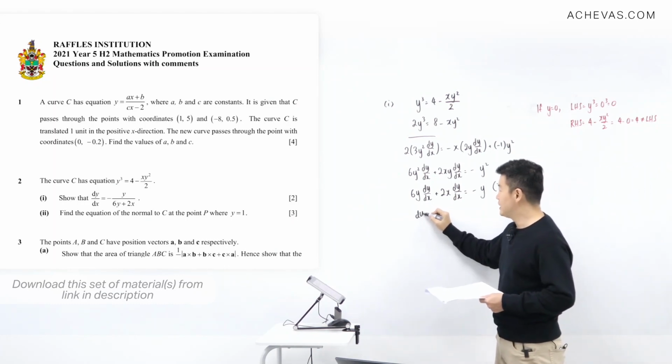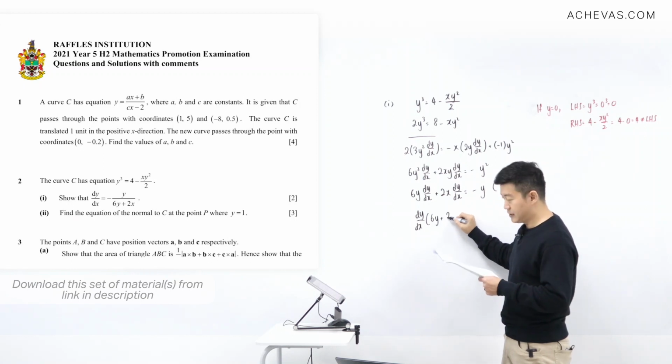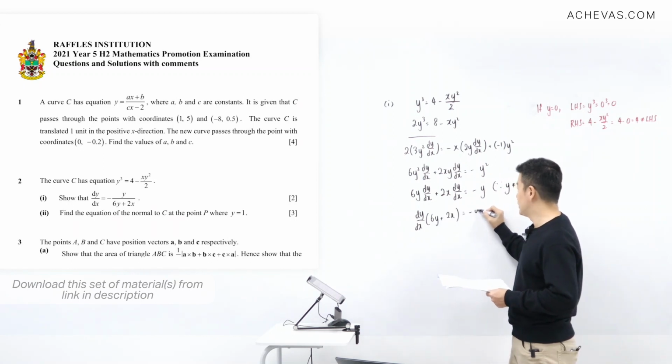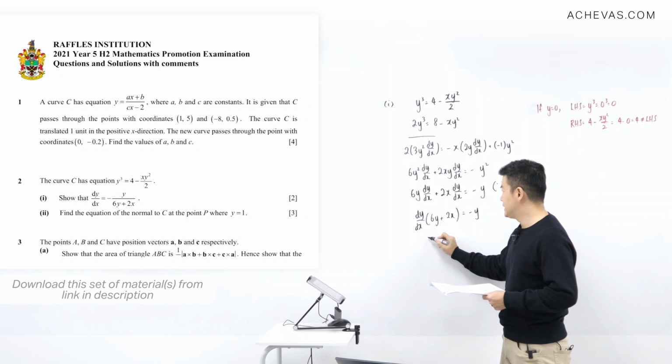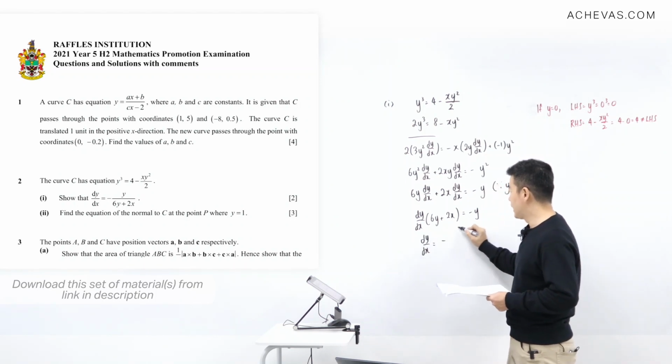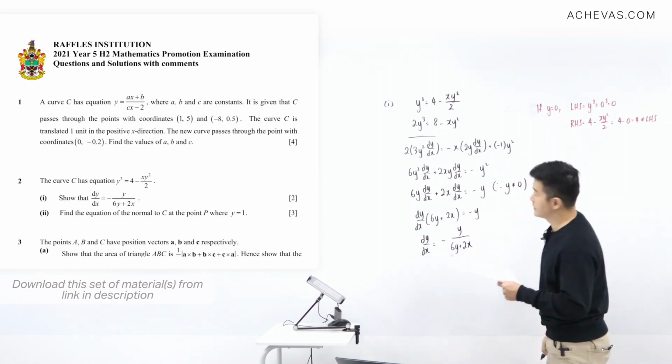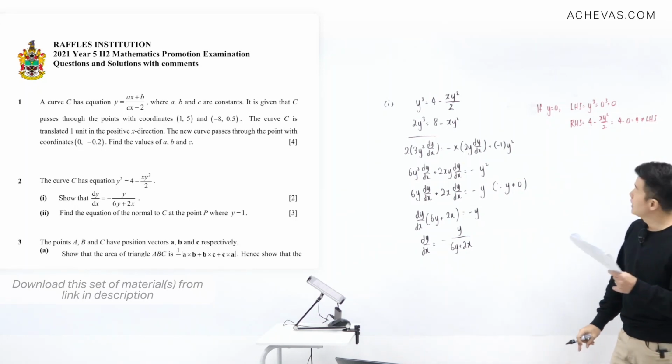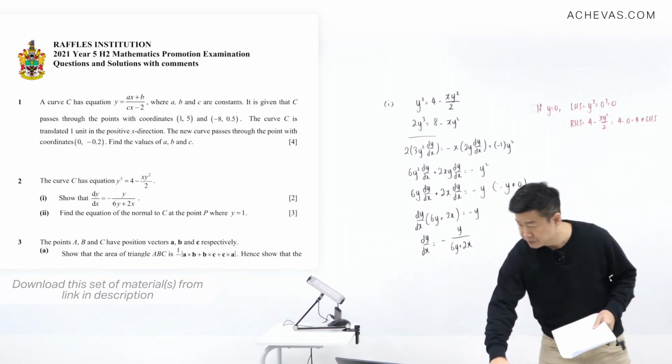So making dy/dx the subject, we have dy/dx times (6y plus 2x) is equal to negative y, which means that dy/dx here is equal to negative y over 6y plus 2x. This is going to be part 1. And in part 2, let me just do it here.